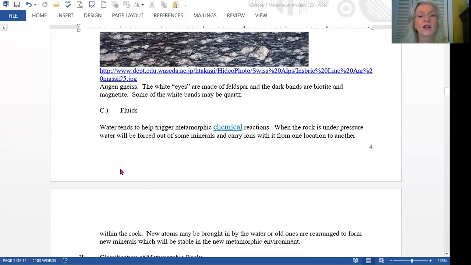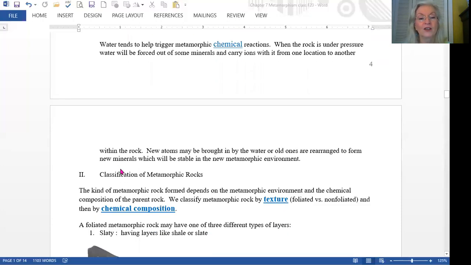So fluids will help to trigger a metamorphic chemical reaction. Fluids can be very influential in the kind of metamorphic rock you have. They can bring minerals in, they can bring minerals out, carry ions with them from location to location.